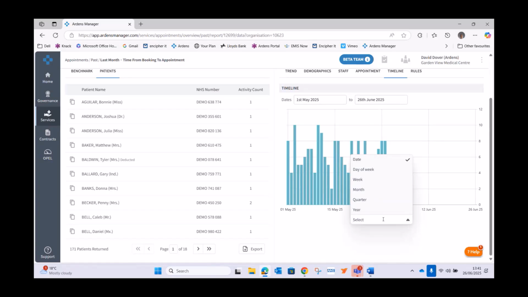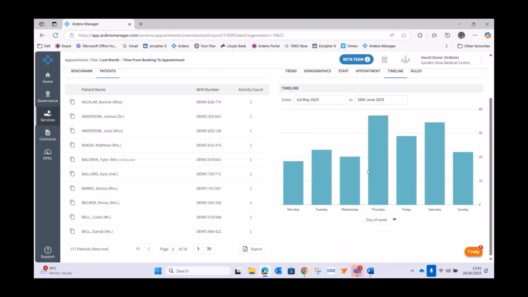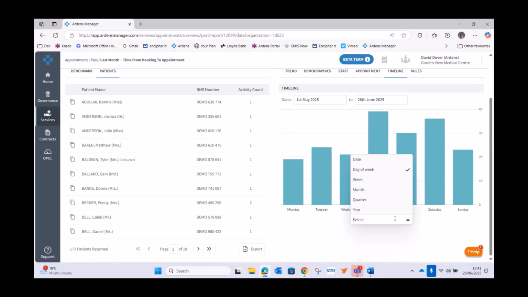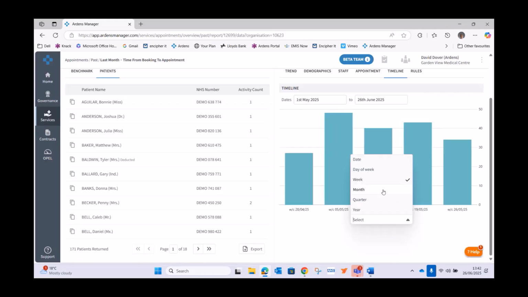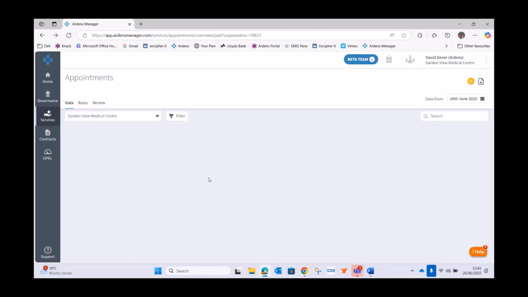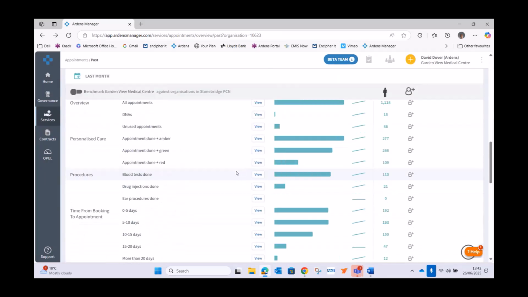So again, if you wanted to see from a capacity point of view which day of the week happened to have more demand when it comes to appointments within 0 to 5 days, then again, I could be looking at day of the week. For me, it's that Thursday. I could be looking at weeks over that time period in the last month, and so on and so forth. So again, it's just giving you that information that potentially could allow you to make these changes within your practice, within your appointment system, within your appointment book as well. So you've got all of that information in and around that time from booking an appointment to being seen.